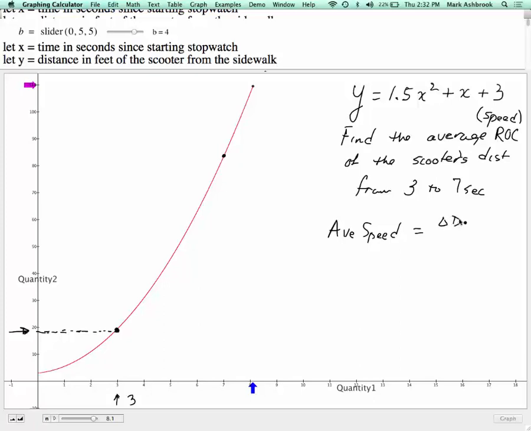Delta D over delta T. Change in distance over change in time. Okay. So let's start with the easy part first. What's the easy part? Change in time. What's the change in time? And how could we see that as a calculation? 4. Yeah, so it's easy because it's obviously 4. But if those numbers weren't pretty, to get that change in time, we'd take final time minus initial time. And that equals 4, right?